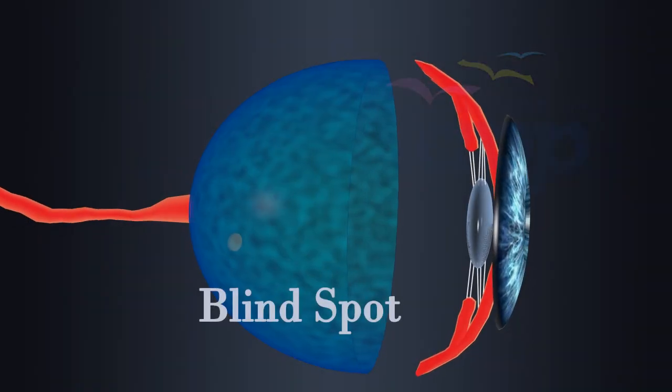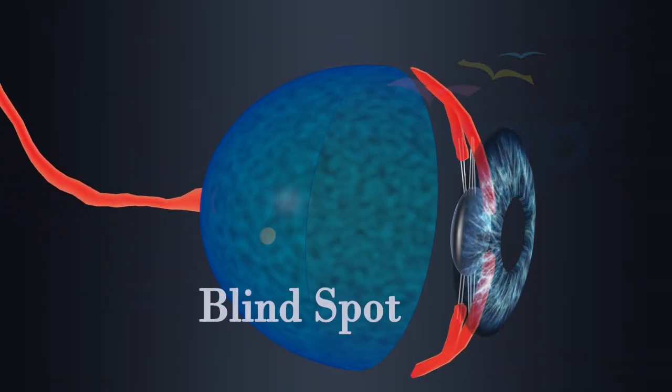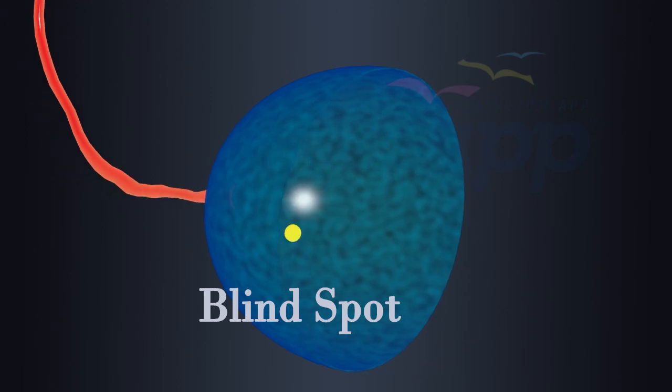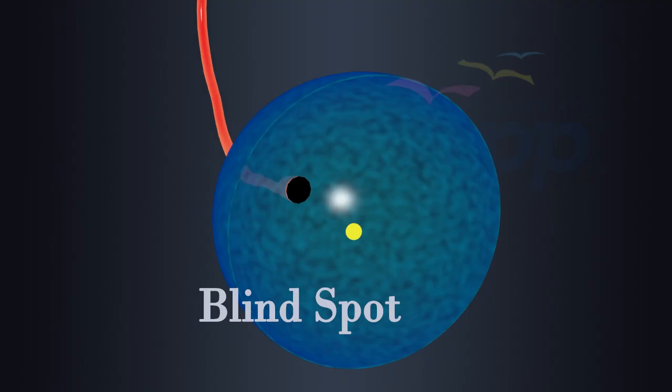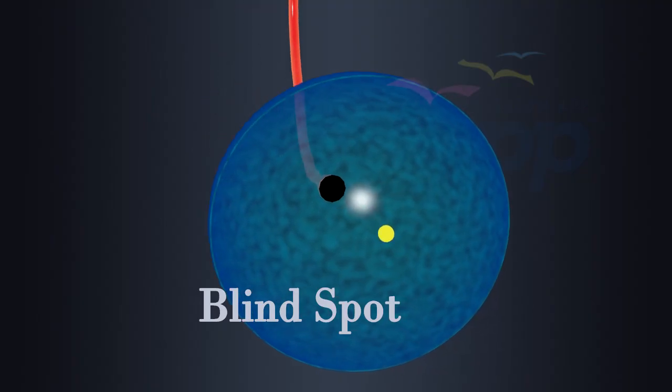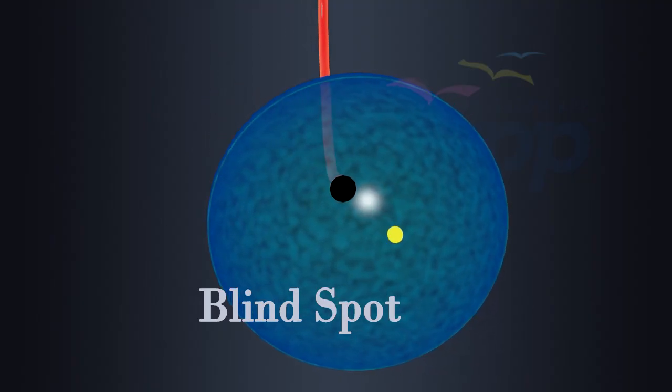Blind spot. The retina is made up of light-sensitive cells, which send messages to your brain through the optic nerve. Everyone has a spot in their retina where the optic nerve connects. In this area there are no light-sensitive cells, so the light falling on this spot does not form any image. This spot is called the blind spot.